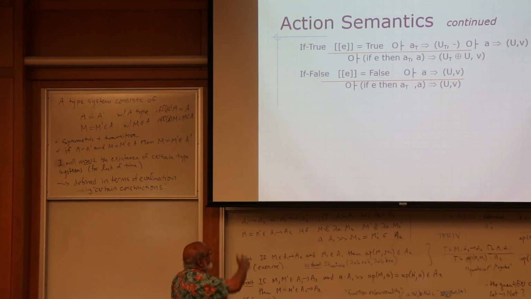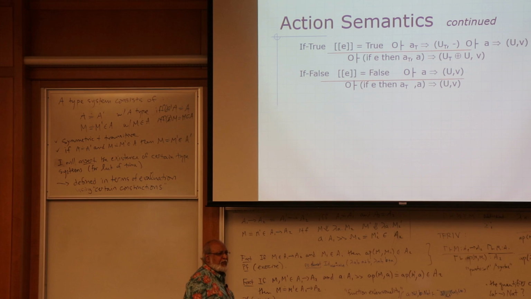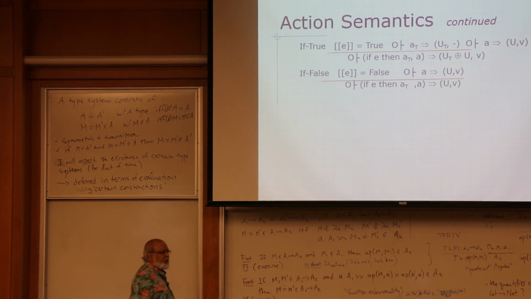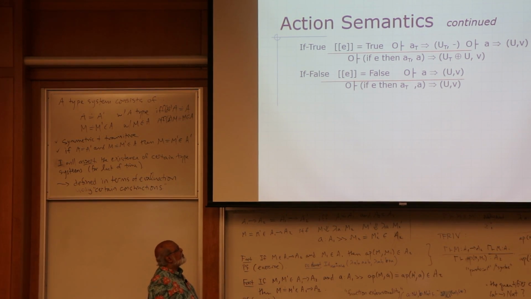Well, then you evaluate the true side action, and whatever it gets and whatever the rest of the action is going to be, you combine them together. And if it was false, then you don't evaluate AT. Whatever you get here is what you return. Assert.